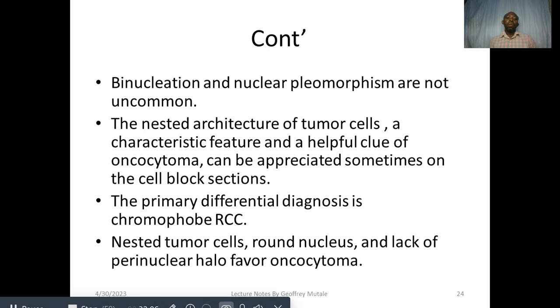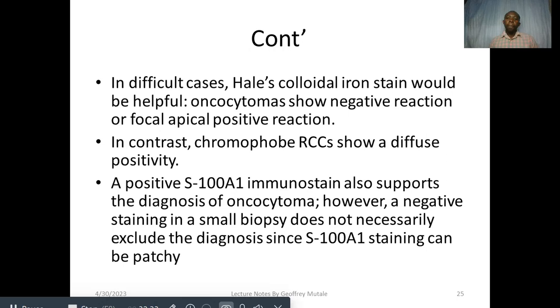And this can be appreciated sometimes on the cell block sections. So the primary differential diagnosis is a chromophobe renal cell carcinoma. Nested tumor cells, round nuclei, and lack of perinuclear halo favor the oncocytoma diagnosis. In difficult cases, the Hale's colloidal iron stain would be helpful.